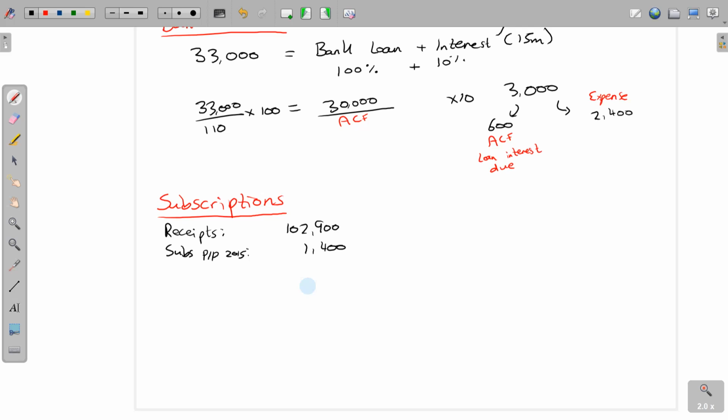So if we were prepaid 1,400, that means it has to be due for 2015, or it's a payment for 2015 that we were given in 2014, so it must be added on.